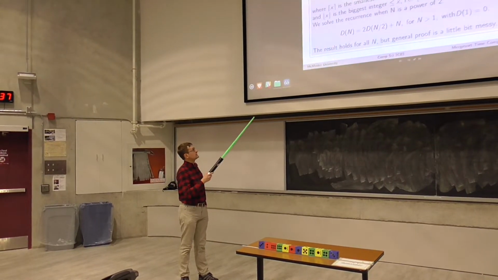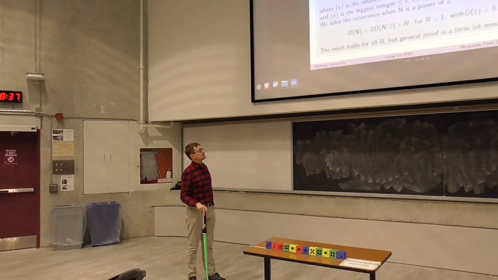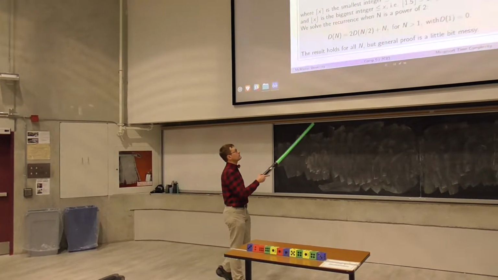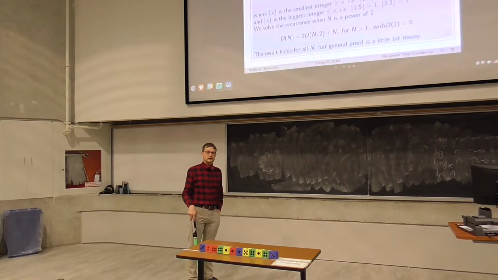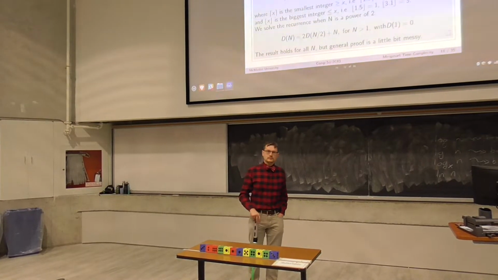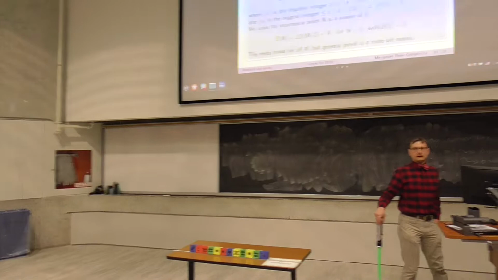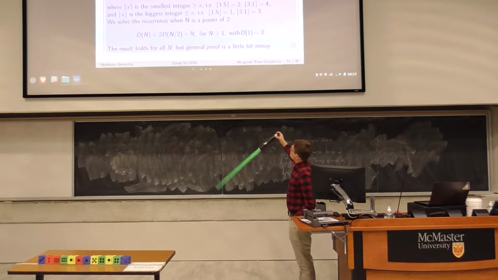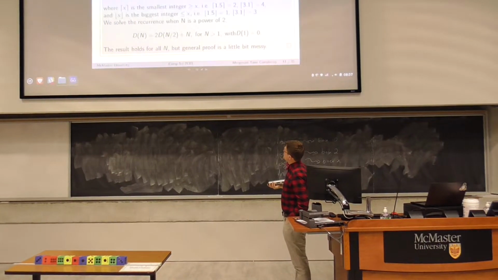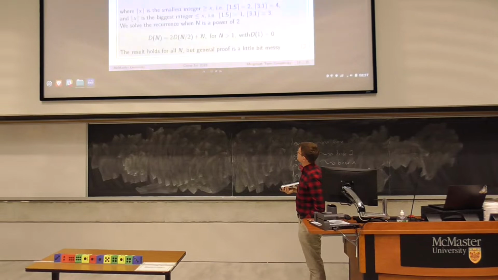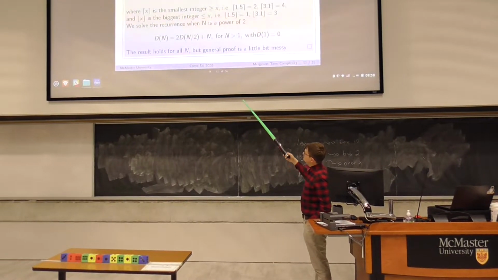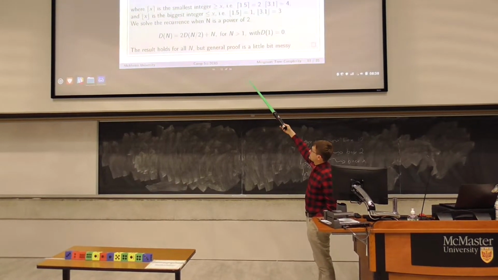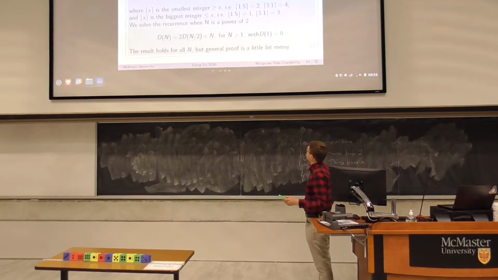Ceiling is the smallest integer greater than or equal to x. So, of course, the ceiling of 1.5 is 2, and the ceiling of 3.1 is 4. Ceiling means round up. Floor means round down. Capisce? Good. So, we solve this recurrence when n is a power of 2. D(n) is equal to 2D(n/2) plus n, for n greater than or equal to 1.